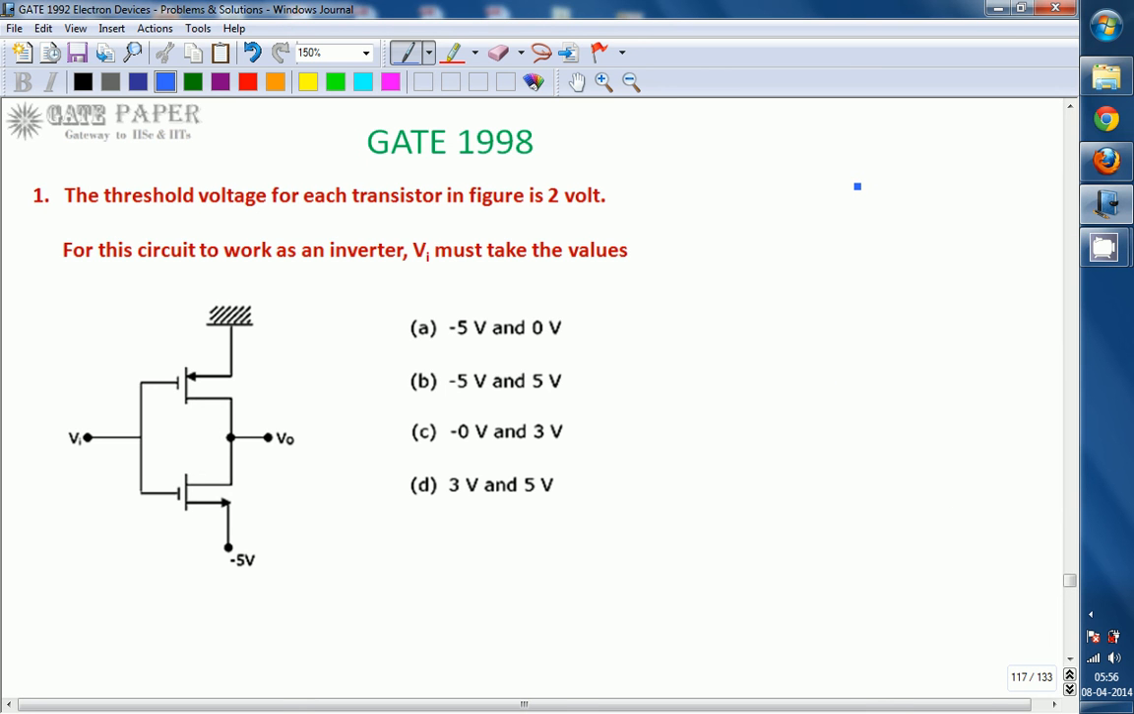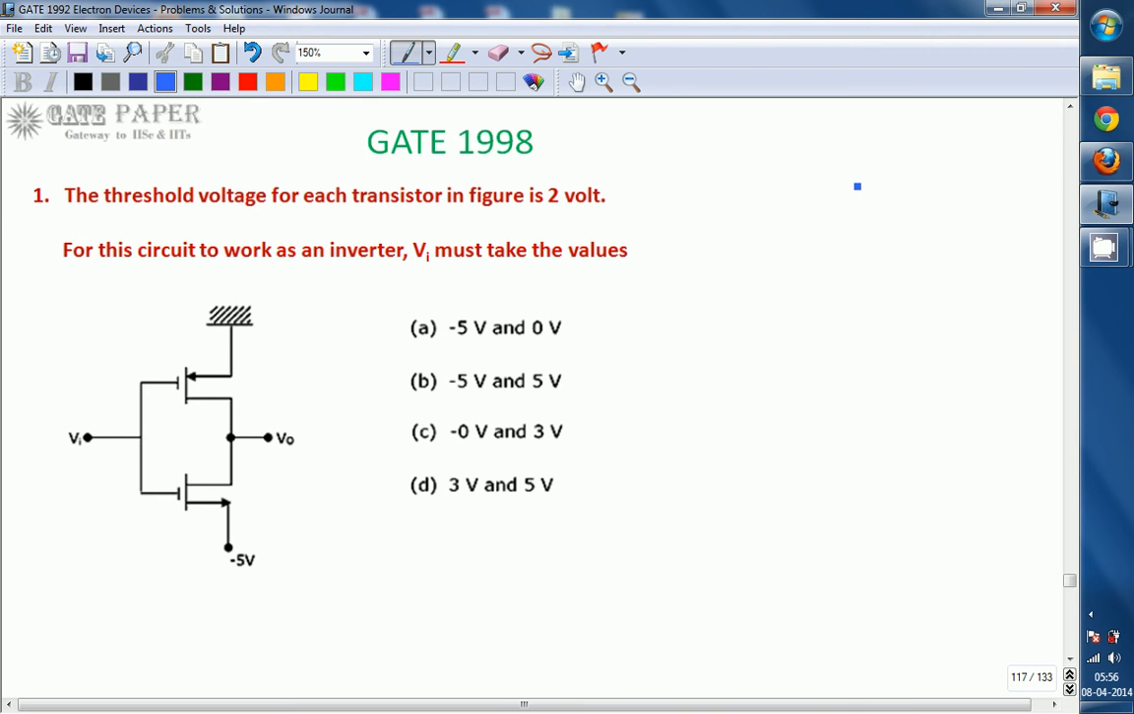Hello, we are discussing the GATE 1998 ECE paper, and this question is related to electronics. Look at the diagram. The threshold voltage for each transistor in the figure is 2 volts.